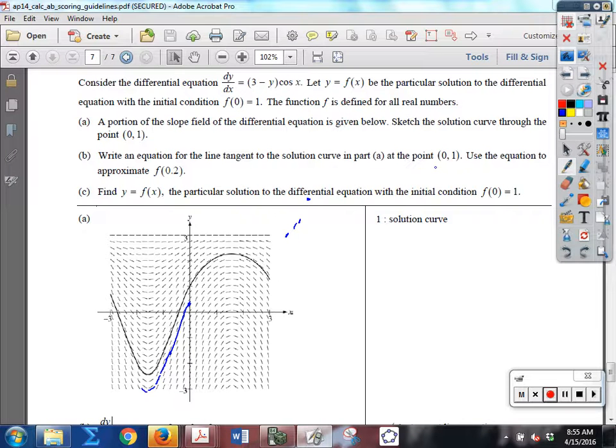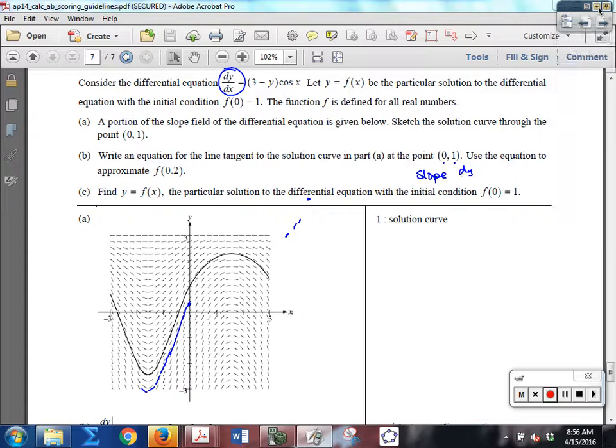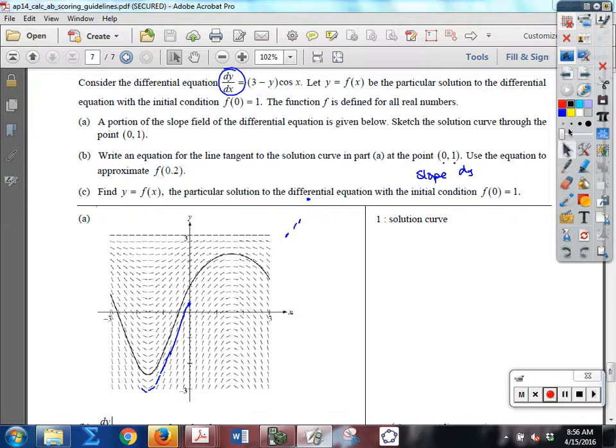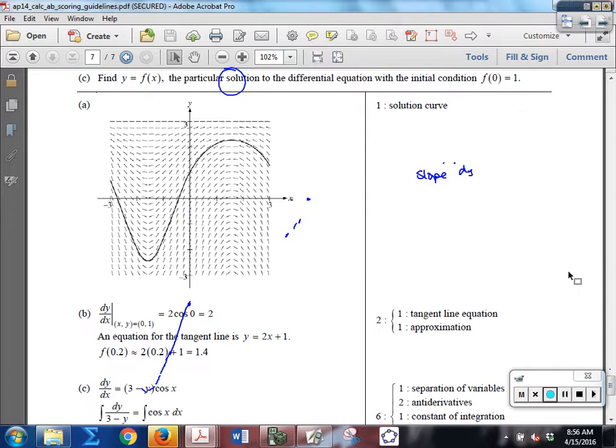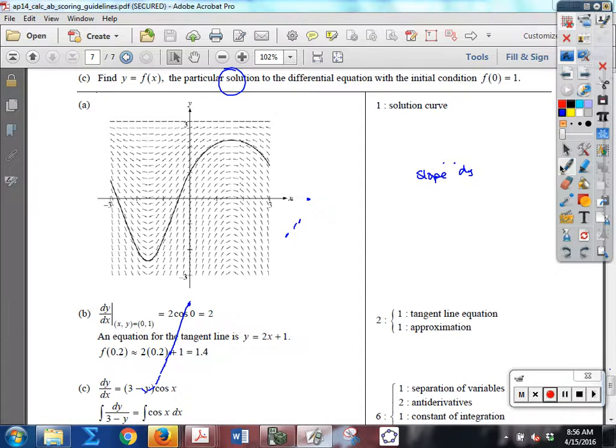Let's look at that. You plug in 0, 1 and you get this. So the slope is 2. So then you've got y minus y1 equals m times x minus x1. So you have the point 0, 1 and the slope is 2. Write the equation of the tangent line, you got that, which you guys did good. And then this is just saying that's the equation of the tangent line.